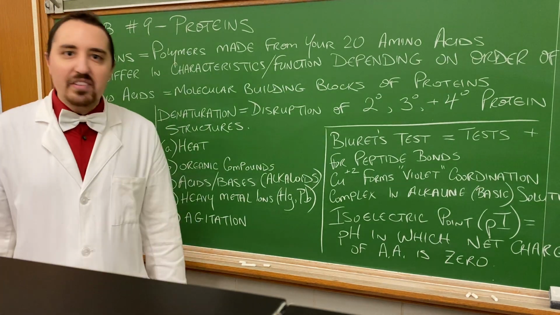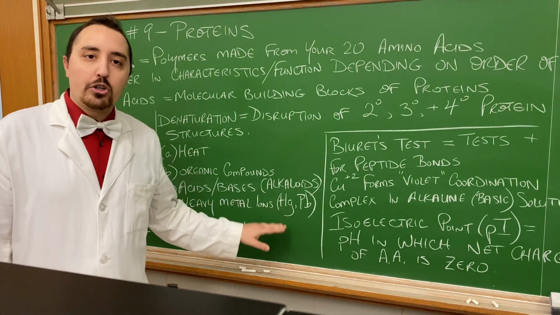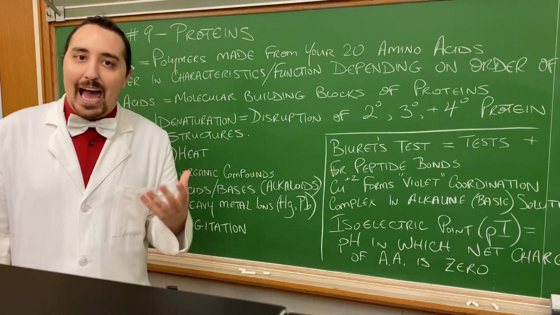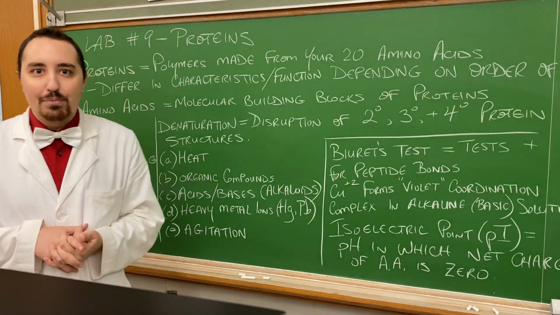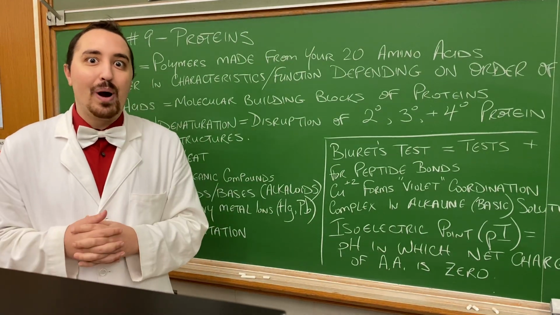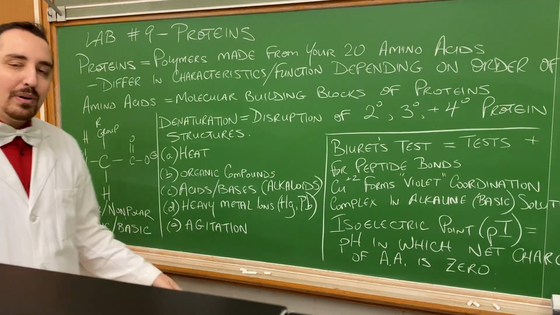Then heavy metals, what does that mean? Black Sabbath, no. That means things like mercury or lead or cadmium. These different ions could form things like disulfide bonds in proteins, especially if you're looking at your egg whites, your albumin, which we'll see in this lab. So heavy metals. And the last one is agitation.